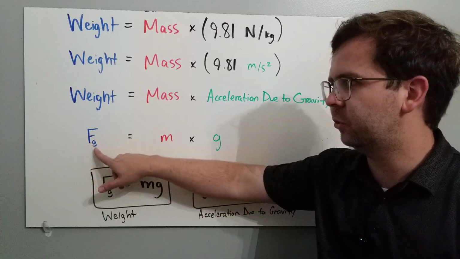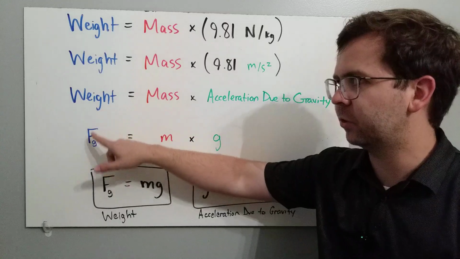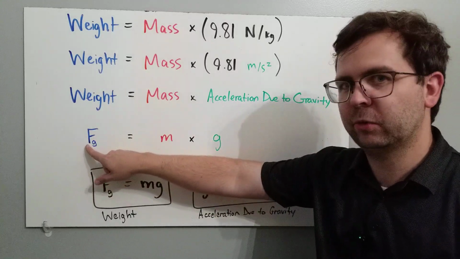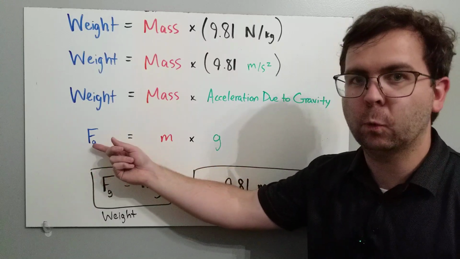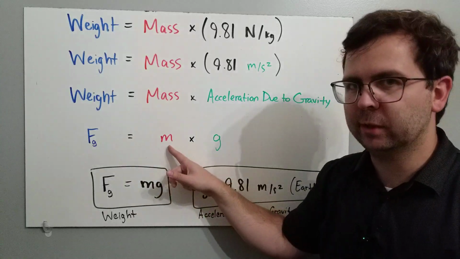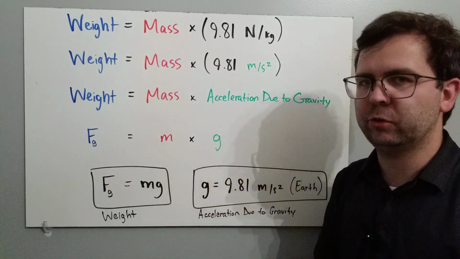So the force due to gravity is the same thing as the weight. And so there's a translation that happens here. You've got to translate this in your mind. You can read this as the force due to gravity, or you can translate it as weight. So the weight of an object is equal to the mass, little m, times g, little g, the acceleration due to gravity.